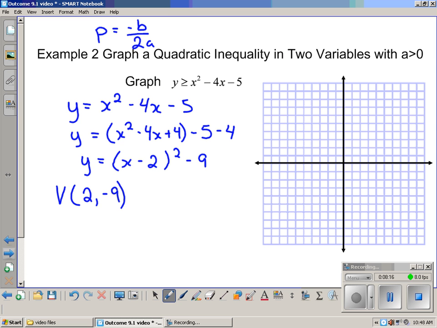So we can graph that. 2 and negative 9, 1, 2, 3, 4, 5, 6, 7, 8, is way down here on the bottom of my graph, and I know that it opens up.